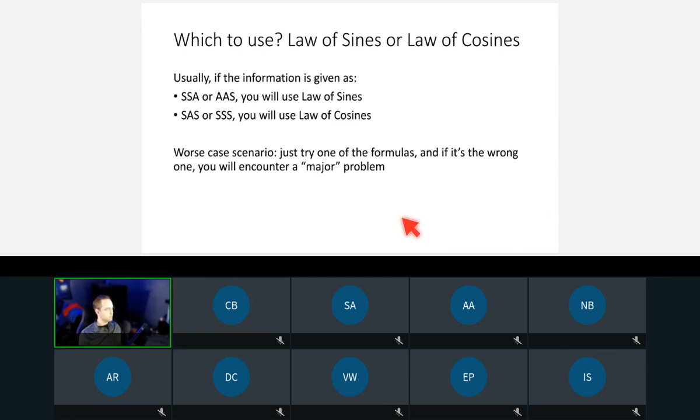Well, why is major in quotes? Well, once if you chose the wrong formula, you would see major problems.